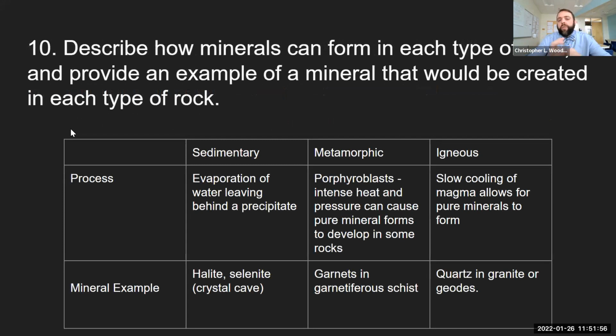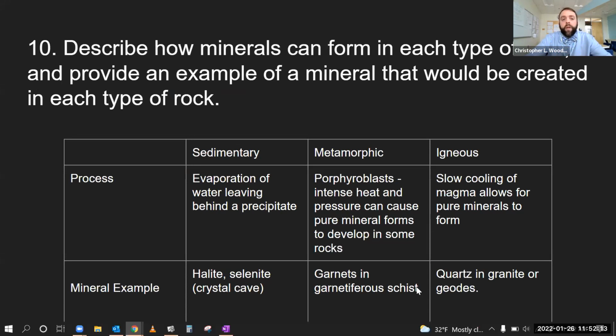Number 10. This was a tough one. I know a lot of people didn't do very well on this question, but describe how minerals can form in each type of rock and provide an example of the mineral that would be created in each type. For this one, I wanted you to tell me basically how a pure mineral form could be created in each type of rock. All right, so let's start with sedimentary.